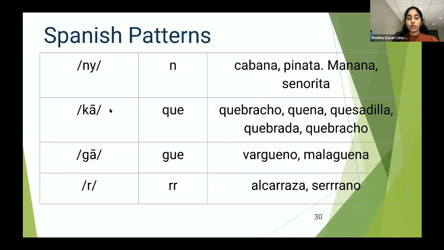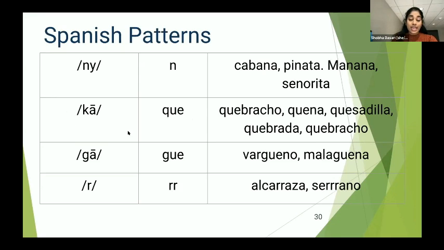More examples here: in Spanish, the ñ sound is spelled with an N with a squiggly line on top, but when it's moved into English, that squiggly line is taken off and they just become N's. So you have cabana, which is spelled with an N, piñata spelled with an N, mañana spelled with an N, and then señorita spelled with an N. And so that nia sound is spelled with an N in Spanish.